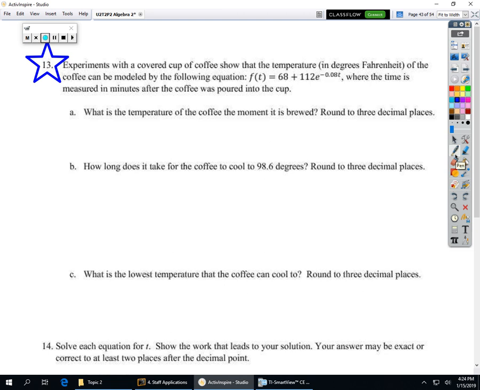So, experiments with a covered cup of coffee show that the temperature in degrees Fahrenheit of the coffee can be modeled by the following equation. So looking at this equation, note that's 68. That is the temperature of the room. Let's just call that the room temperature.